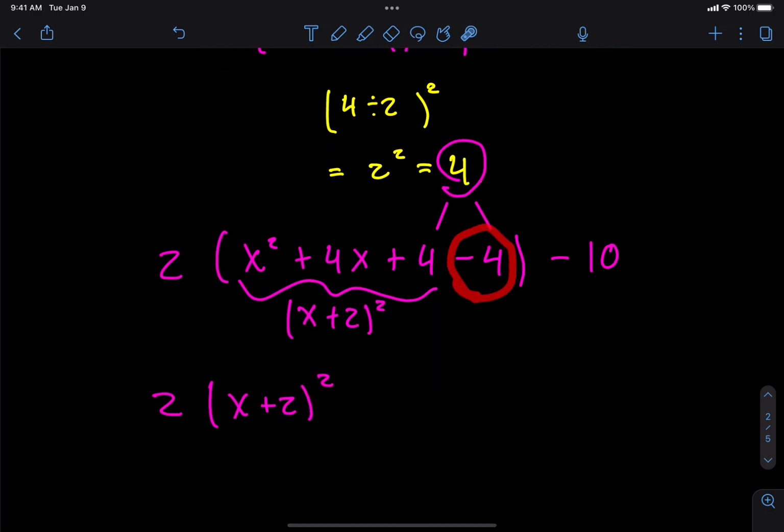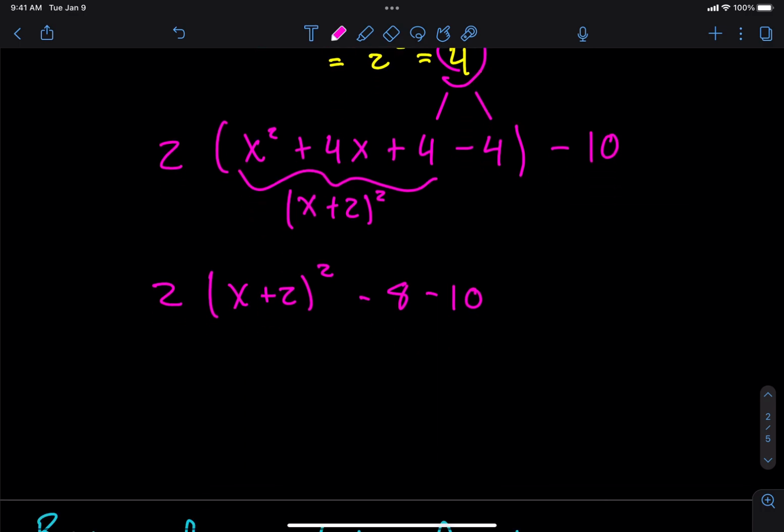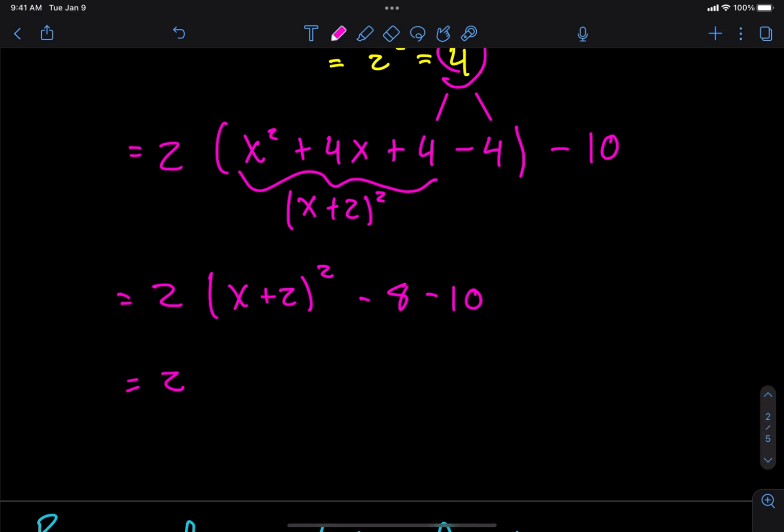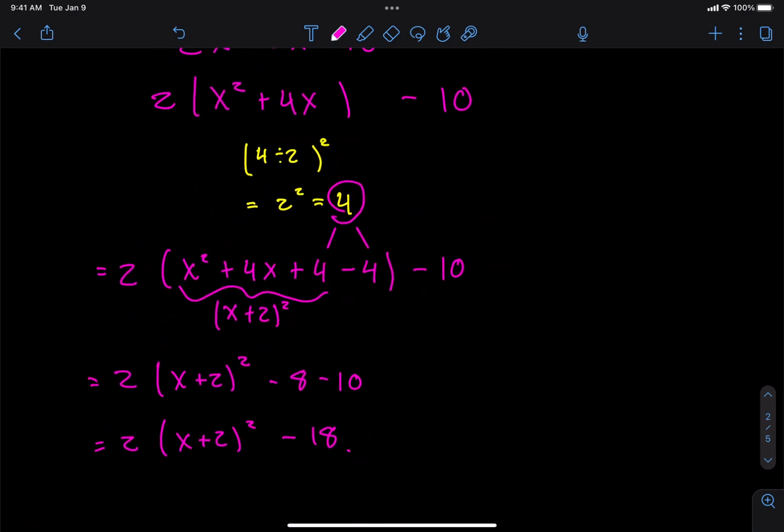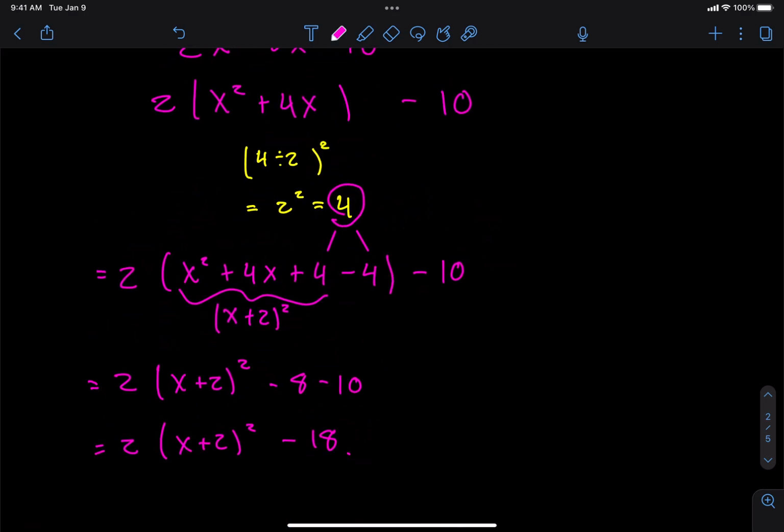And how am I going to deal with this extra minus 4? I'm going to add it to the 10, but first I have to multiply by 2. So I'm going to get minus 8 minus 10. So I get 2 times x plus 2 squared minus 18. Okay? So I think it's a lot less scary when you see it like this. So yeah, we'll stop there for today.